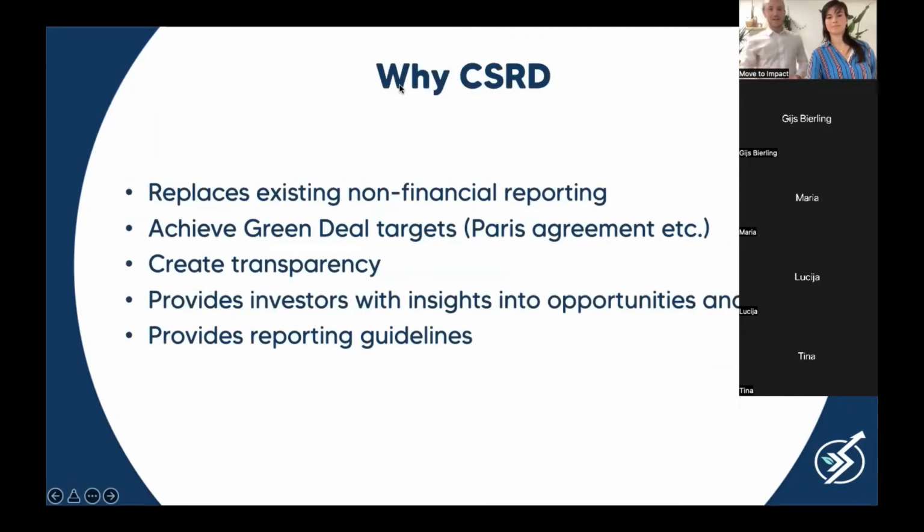Yes. So one extra little introduction about why the European Union introduced the CSRD. It's for a few reasons. First of all, it replaces a lot of existing non-financial reporting targets that were all individual. These are now bundled into the CSRD. Furthermore, obviously, it is to achieve the Green Deal targets, like from the Paris Agreement.